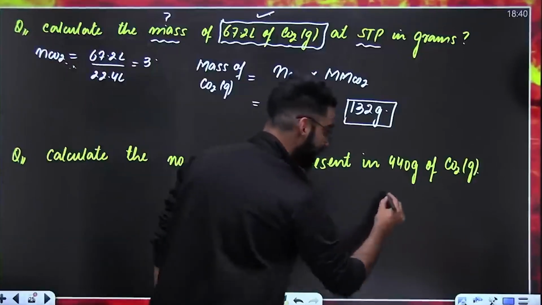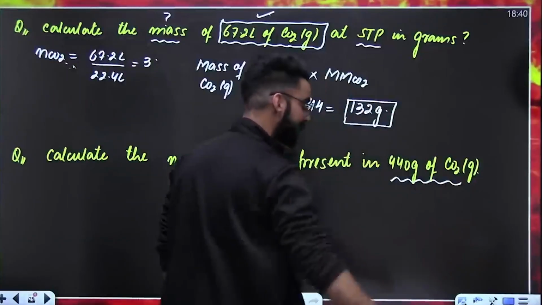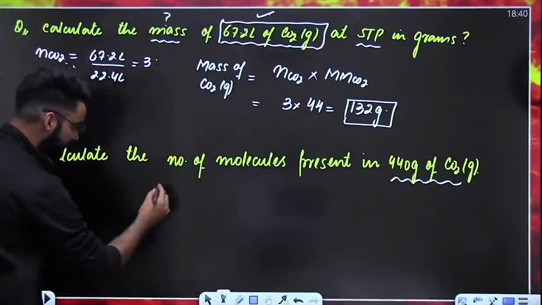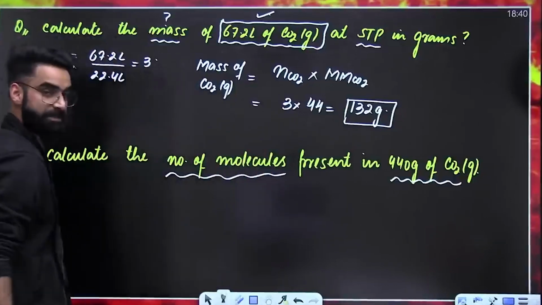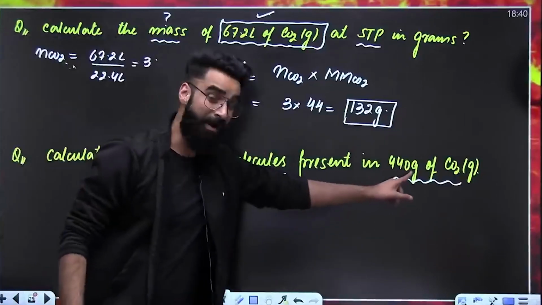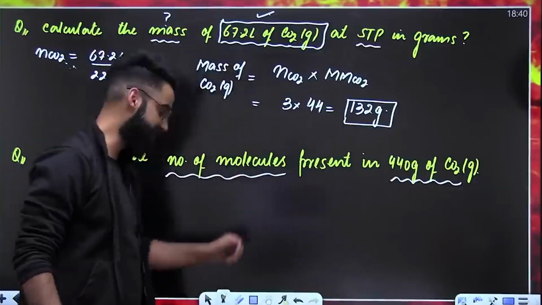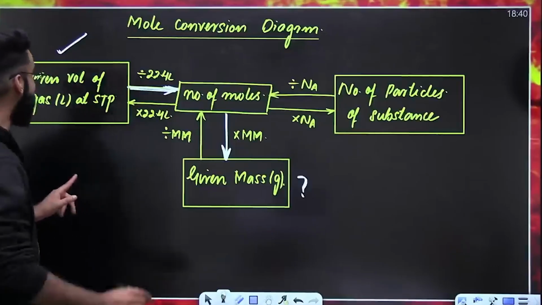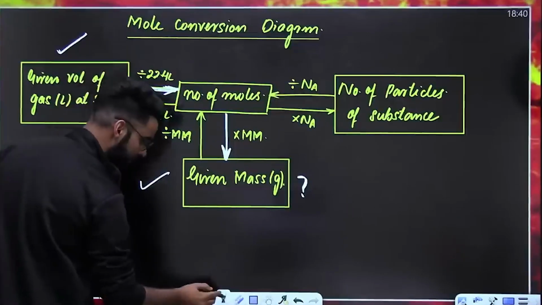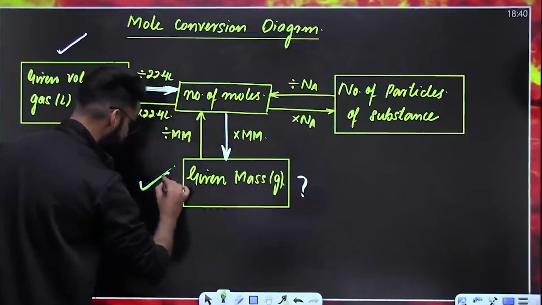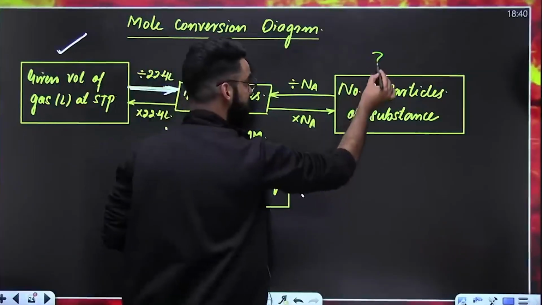Look at the second question. Check first of all what is given. We are given the mass of carbon dioxide. And what are we supposed to calculate? We are supposed to calculate the number of molecules. So in this question, mass is given and particles are to be calculated.